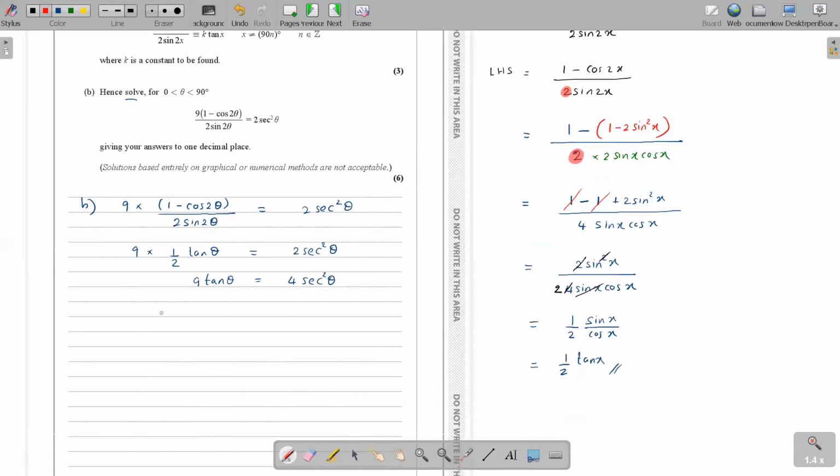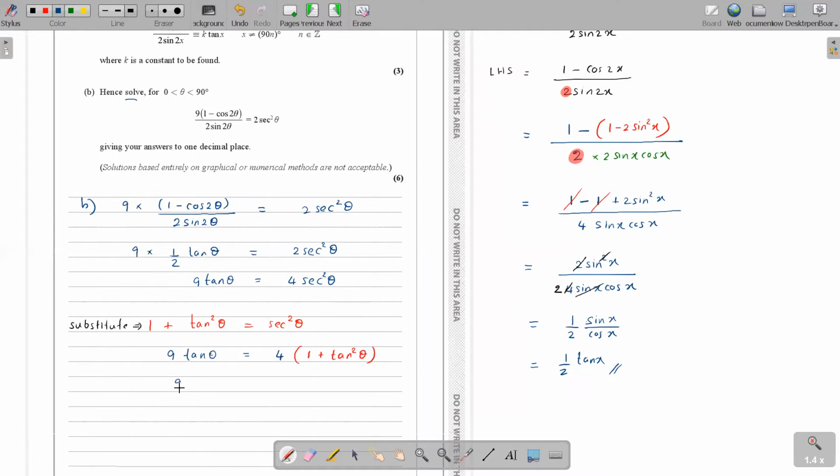What is that? The identity 1 plus tan square theta equals sec square theta. So this would help us, isn't it? I can replace the sec square with 1 plus tan square, and I could get my entire equation in terms of tan. So let me substitute. 9 tan theta equals 4 times, replacing the sec square, and make sure you put brackets, 1 plus tan square theta.